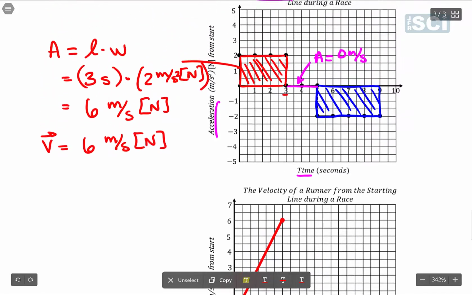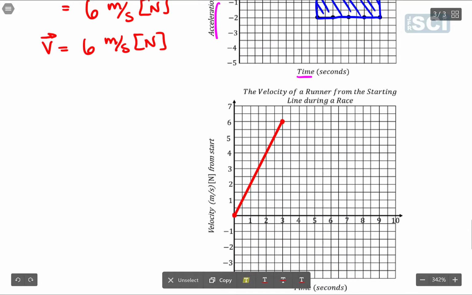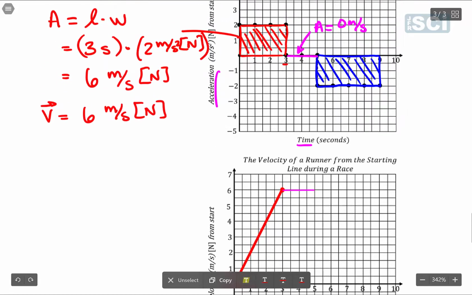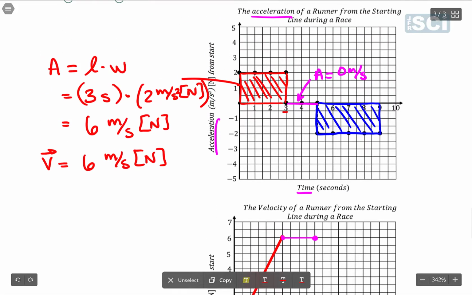Okay, the pink section, you know that the length times width of that is nothing. So that means that my velocity is going to be unchanging. So it's going to remain at 6 meters a second. So that means that my velocity doesn't change over the course of that next 2 seconds. So at 5 seconds, it's still 6 meters a second. This is telling me how much my velocity is changing by. Because the acceleration 0 means that my velocity doesn't change.